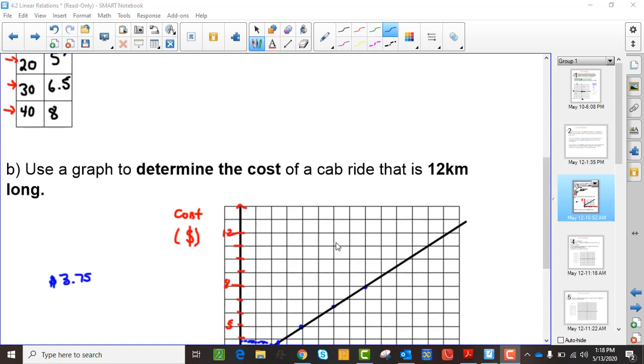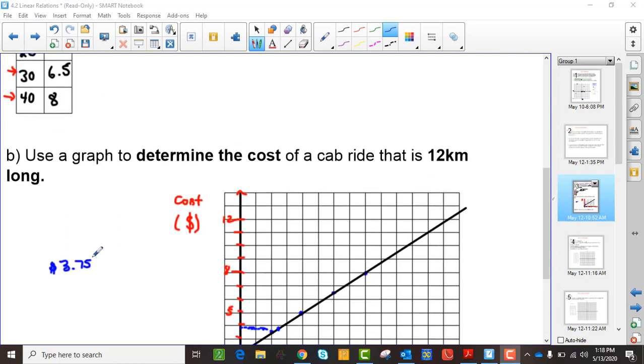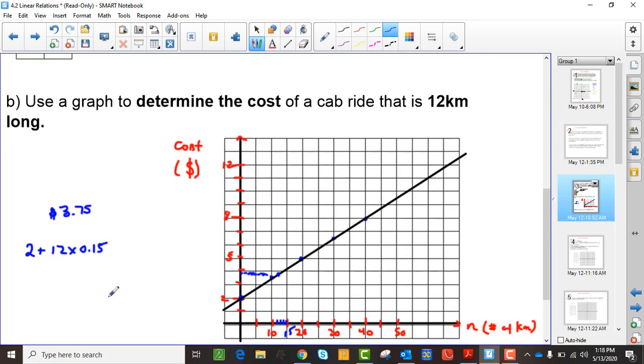Okay, now it's not exact, or it might be. It depends on how well you drew the graph and how straight these lines are and how good your scale is and all of that. If you wanted to determine the cost at 12, not from the graph, you could say it's $2 plus 12 times 0.15. If you multiply that out, you go 12 times 0.15 and then add 2, it actually comes out to 3.8. So my guess from my graph, and I'm saying guess just because my scale is not perfect, is pretty close to the exact value. It rounds to the same amount. But that's how you would use your graph.